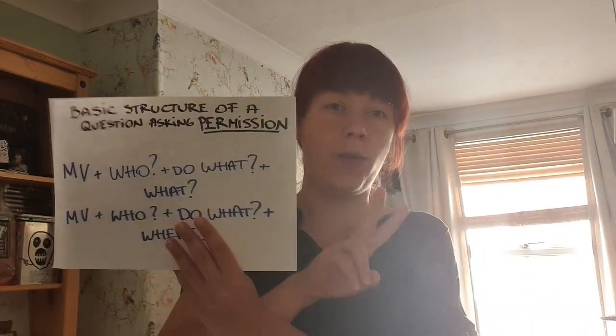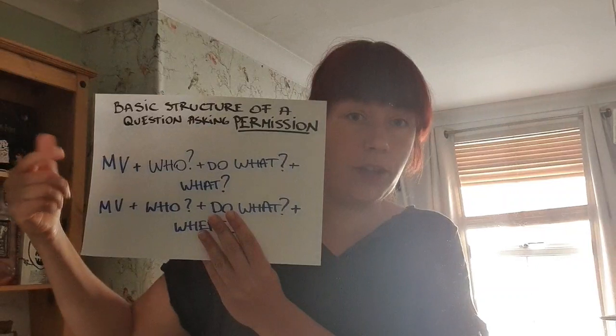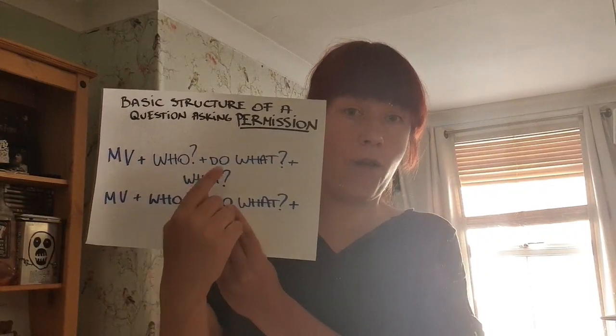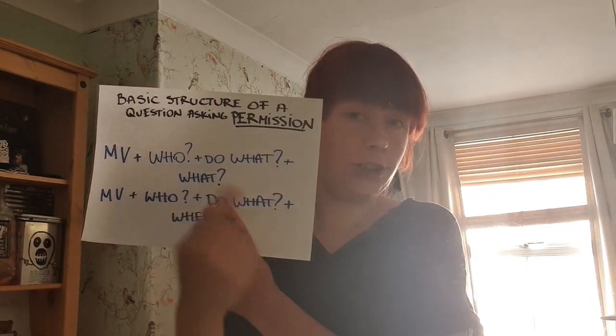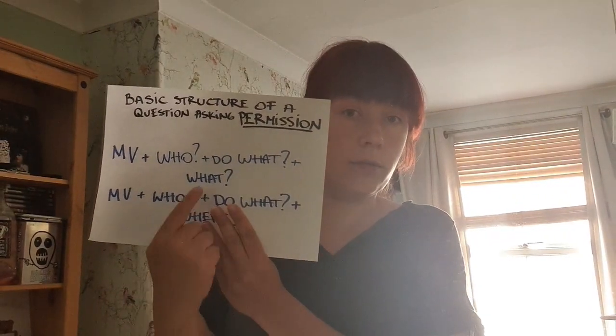Exactly. Okay, so I just want to have a look at the very basic structure of those questions. Just a very basic structure to help you construct the question. I tried to make it easy for you. So there are 2 types of questions. You would start the question with the modal verb, so can or could or may or might. Then you have who. Then you have do what, and what.